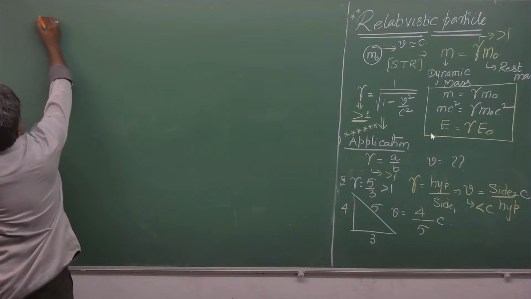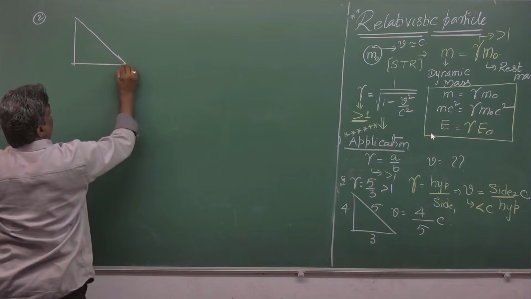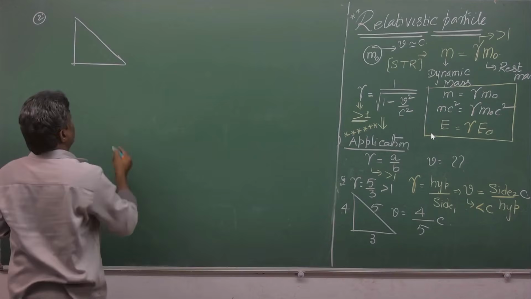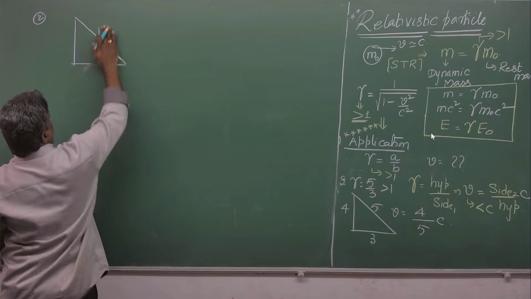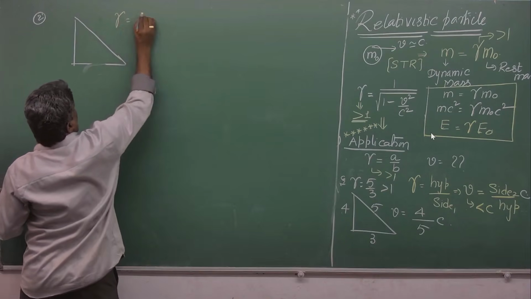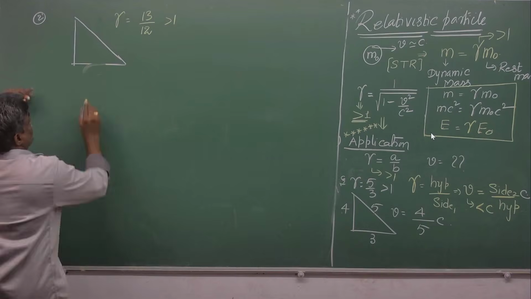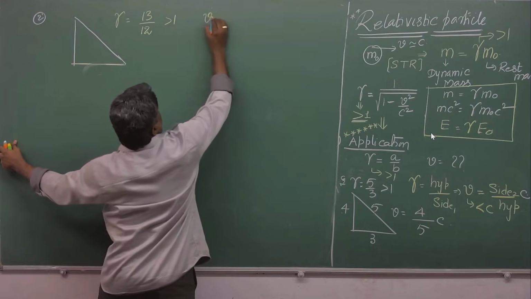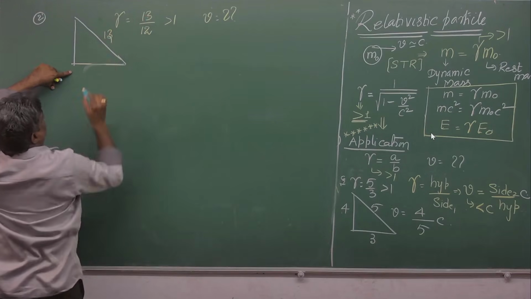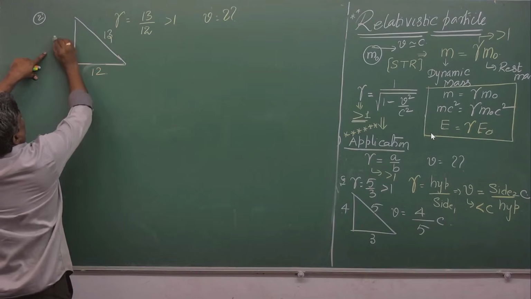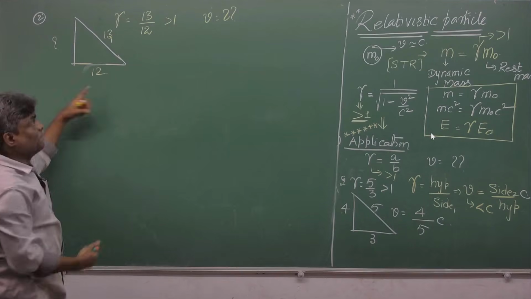Right. So one more example. Now this one. Give something else. 13 and 12, let us suppose. Sir, gamma 13 by 12, is it greater than 1? So come on, say, sir, right angle triangle. He is asking velocity without doing any mathematics. Try to say hypotenuse. Other side. And what about this? 169 minus 144, 25.